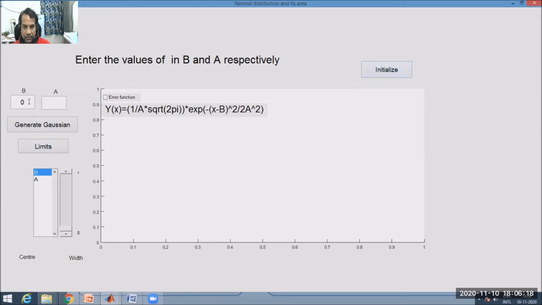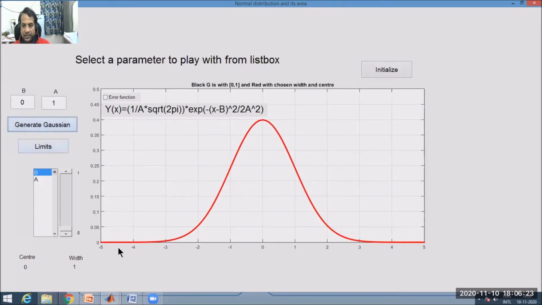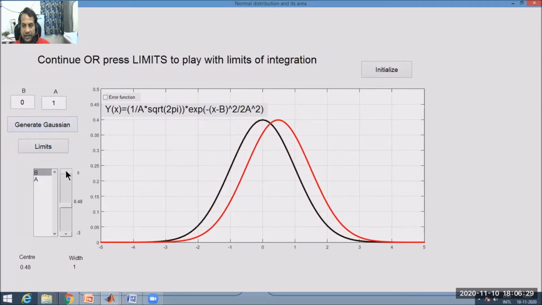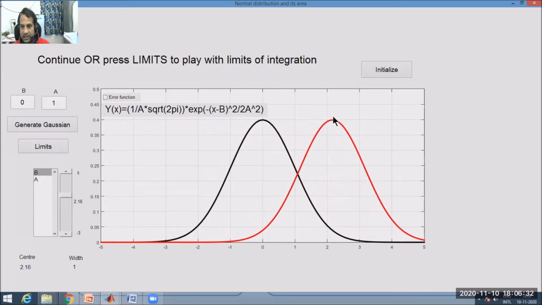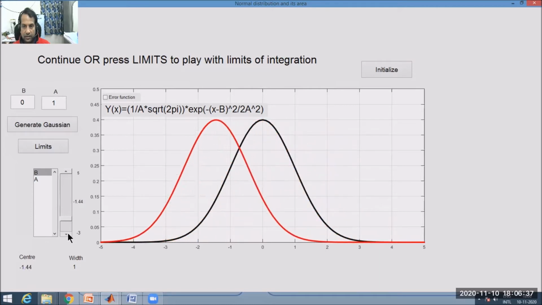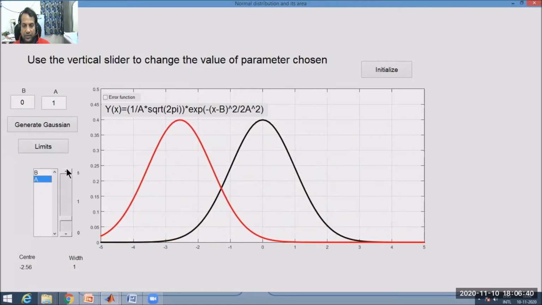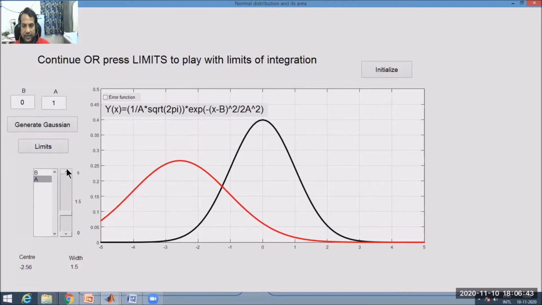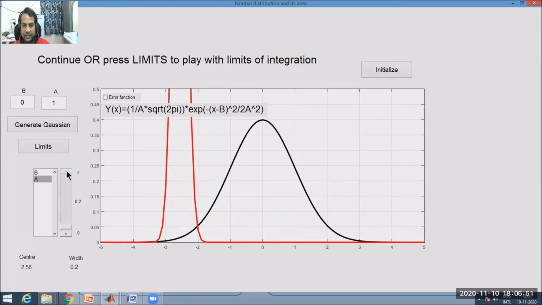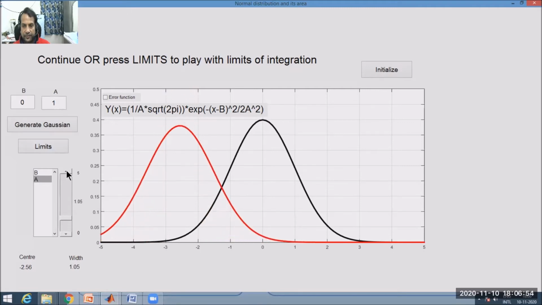There are two parameters. Now a is the width and b is the center. So let's put b equal to 0 and a equal to 1, and let's generate the function. So this is how it looks. And if we change the parameter b, it stands for the center, so the center will be shifting. Or the parameter a, which controls the width. If I increase a, the width increases. If a is decreased, the width decreases. So now that was a brush up.